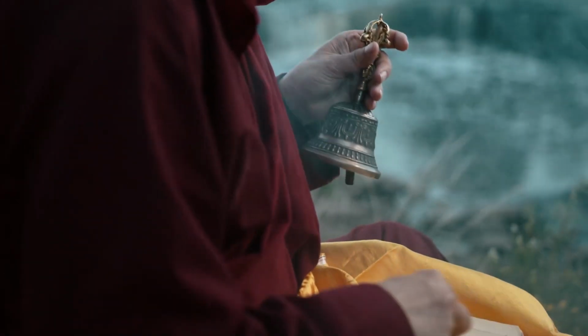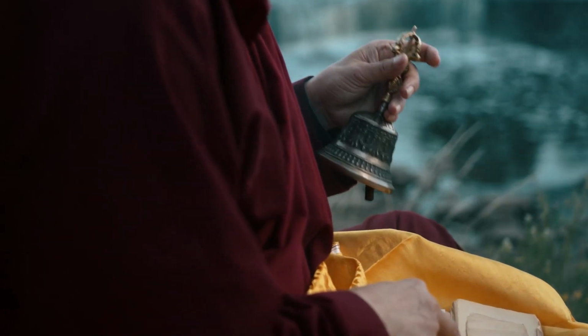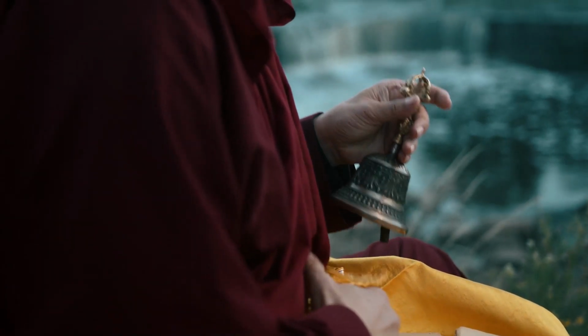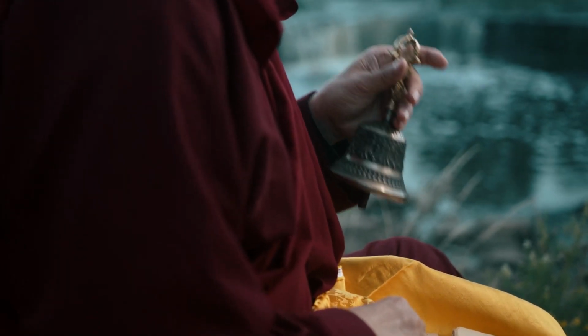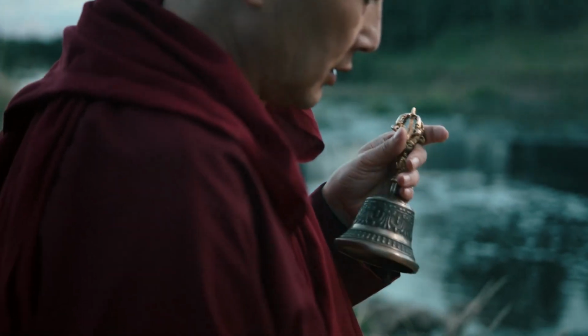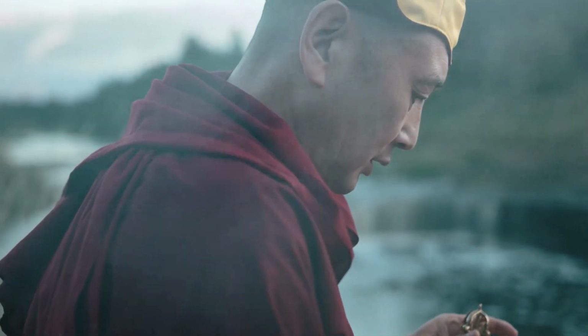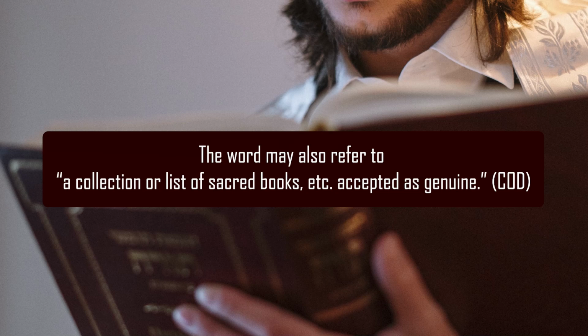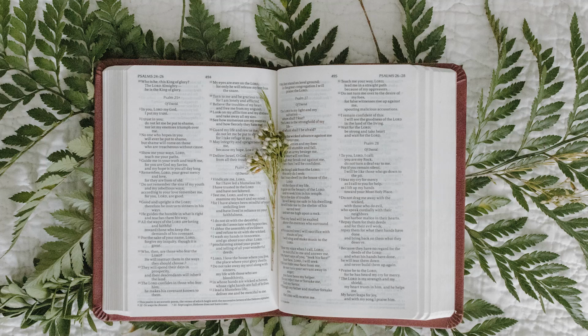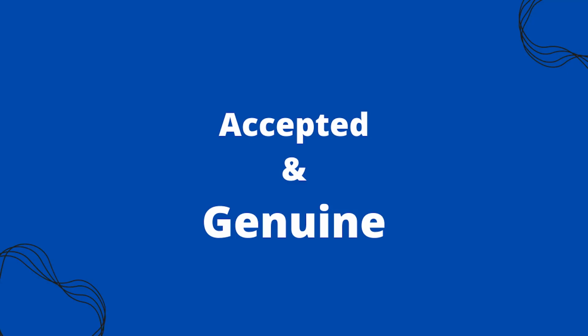And then there is another definition, which we come across in another dictionary, the Concise Oxford Dictionary. It says the same thing more or less, but see the words. The word may also refer to a collection or list of sacred books. So earlier it was divine or godly or biblical, here it is sacred books, and accepted as genuine. So once again, the two words are repeated here in the other dictionary, that it is accepted and it is genuine. So I hope you understand the meaning of canon. Canon is that which is accepted and which is supposed to be genuine.